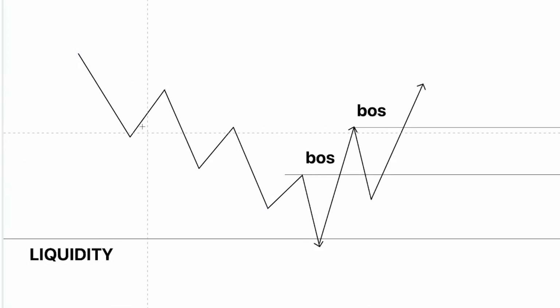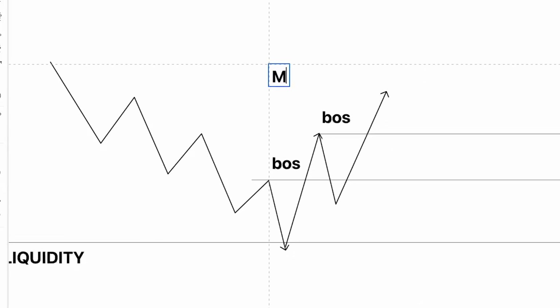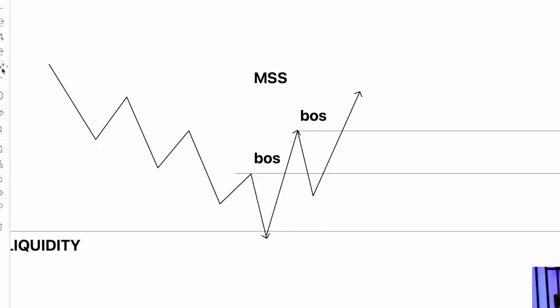This is a downtrend. Lower lows, lower highs, lower lows, lower highs, lower lows, lower highs, lower lows. Liquidity sweep, and then higher highs, higher lows, higher highs. There are two breaks of structure creating that trend cycle. And now this is our MSS, market structure shift.